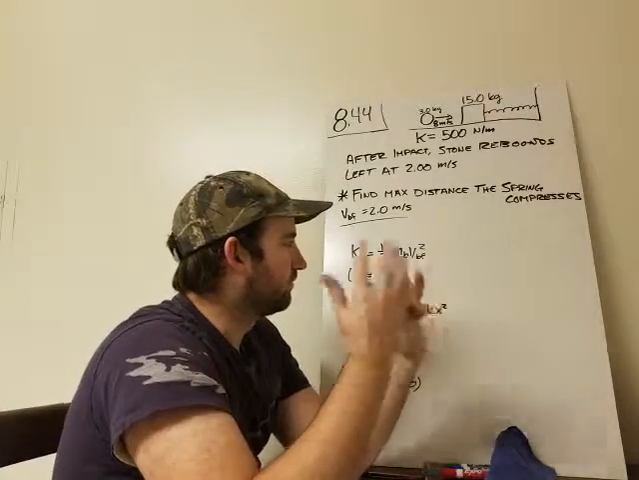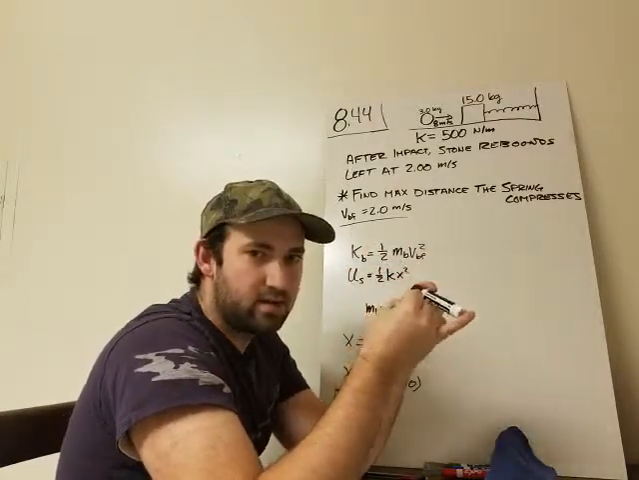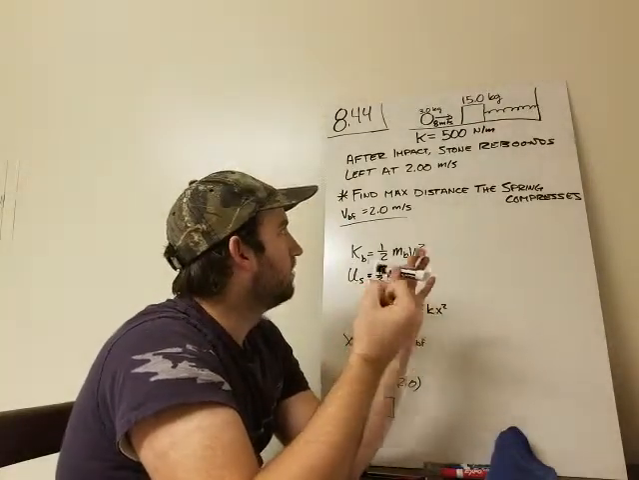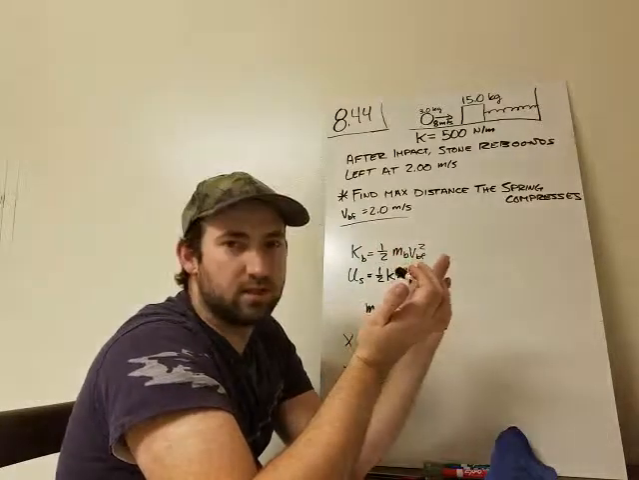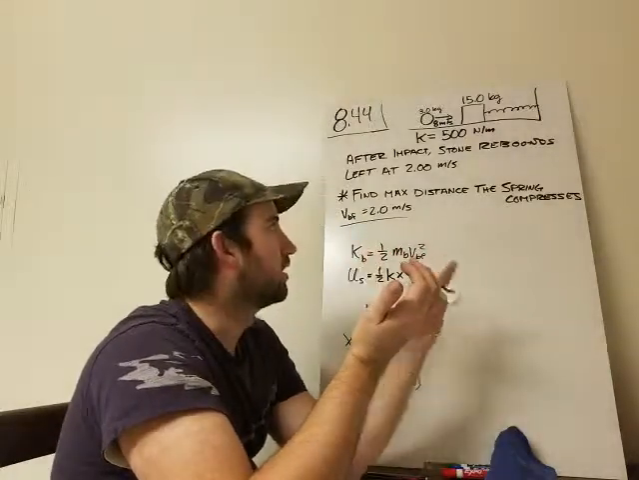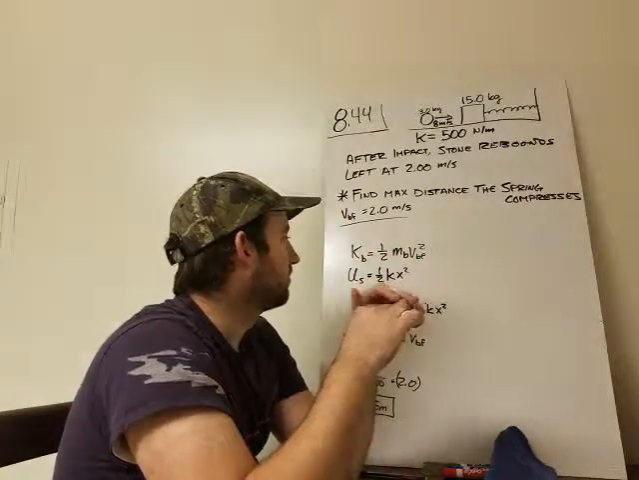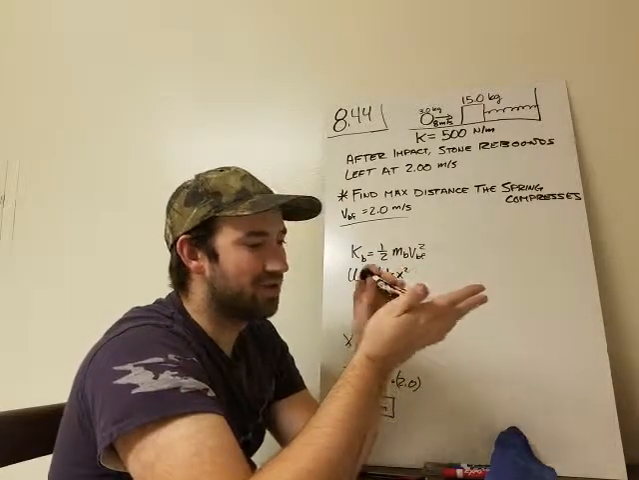As a little summary, we used the conservation of momentum, and then we also used our energy equations together to be able to find that displacement of the spring with this system. So it's kind of a fun problem because we don't only use momentum, we don't only use energy, we use both together.